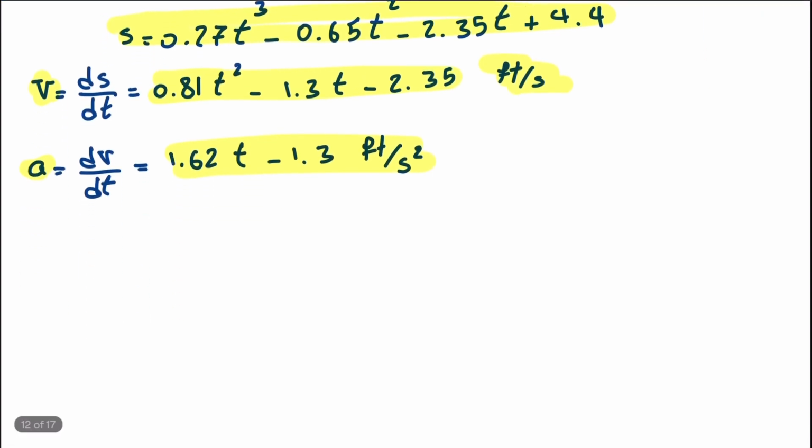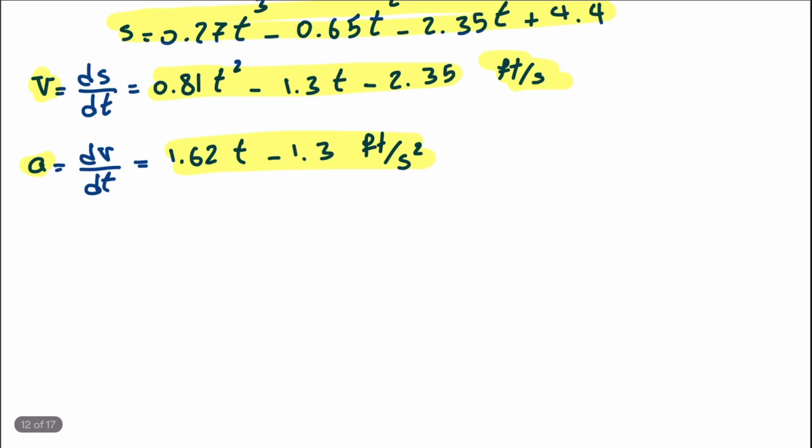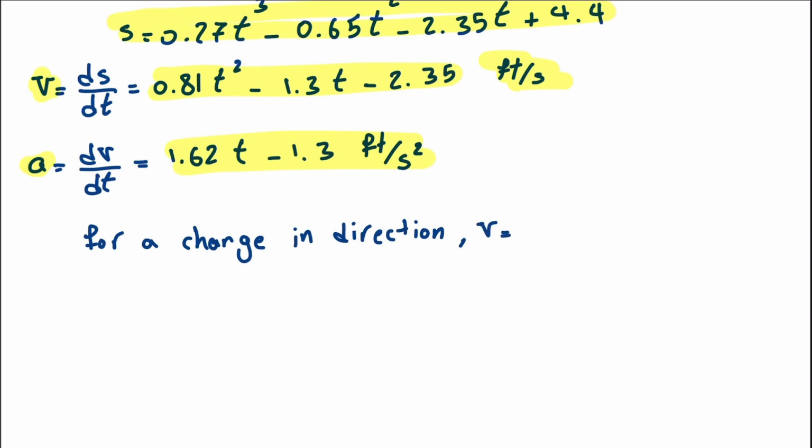So let me write it here for your notes. For a change in direction, velocity should be 0.